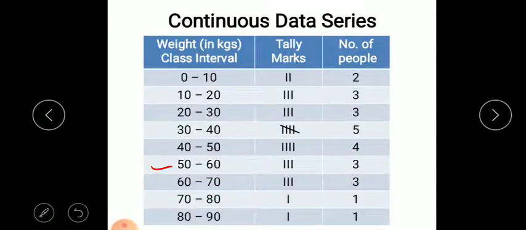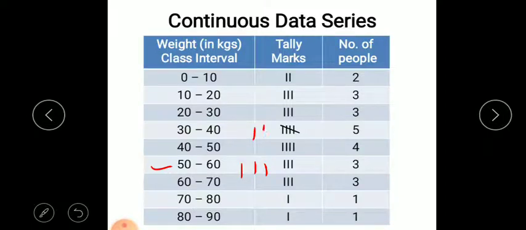So for tally marks, I'm writing it as 1. If one more comes between 50 and 60, I'll write 2. If one more comes between 50 and 60, I'll write 3. If one more had come, I would have written a little extra. So this way I'm doing it.